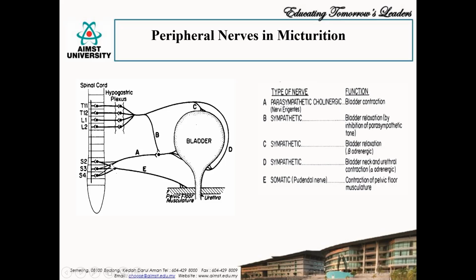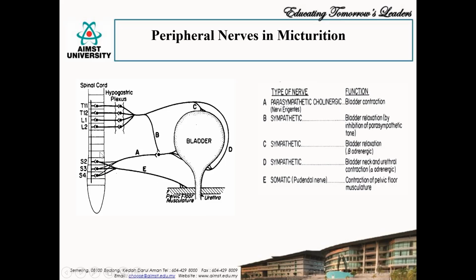So if the sacral center sees a favorable situation, then it will be sending the sympathetic to the bladder to contract the bladder muscle, and it will be sending another sympathetic to the pelvic floor muscle to relax the pelvic floor muscle. So the voiding will take place at the sacral level.